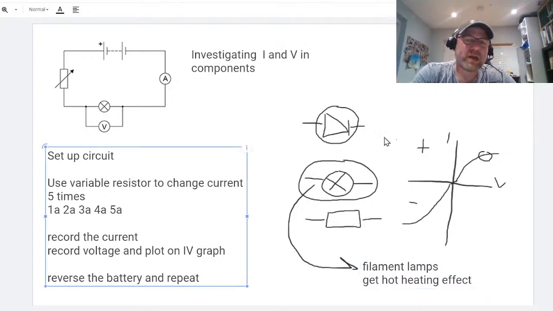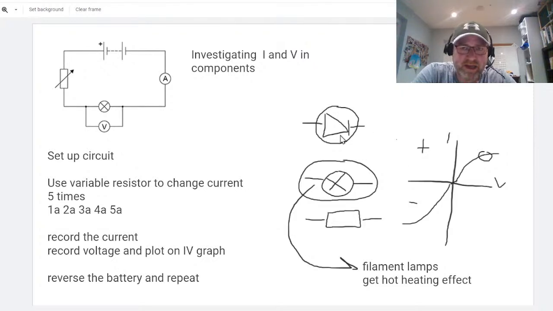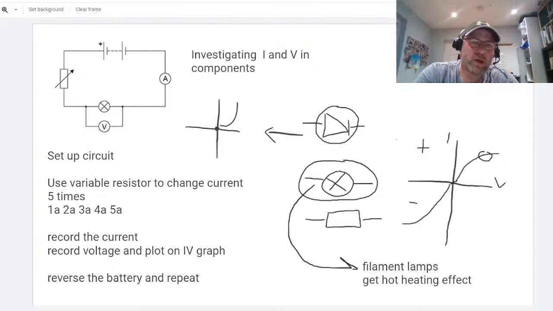Okay, you're going to get a different shape graph for each of these. So the diode is going to look like this, okay? The diode's a strange one. The diode goes like that. When you reverse the battery, you're going to get no readings here in the negative.